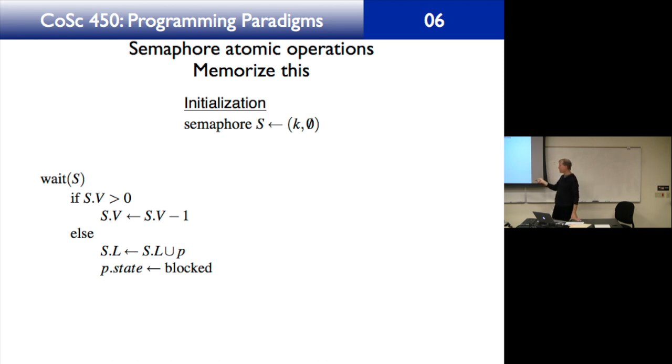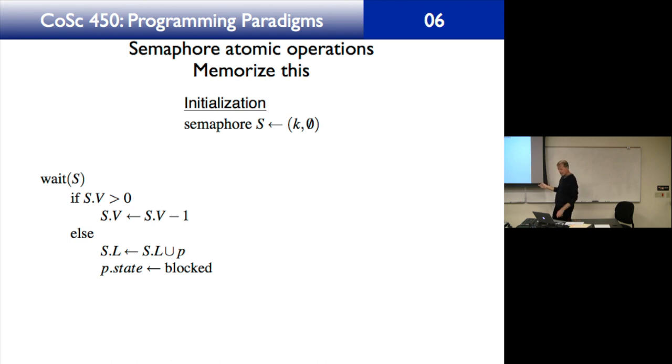But on the other hand, else, if it's zero or negative, what does it do? S dot L. So what is S dot L? That's the Q or the set. Actually, he treats it as a set. He uses set notation here. So S dot L gets S dot L union P. If S dot L is a set of processes, it puts the process P in there. Are you with me? It puts it in there. And then what does it do?